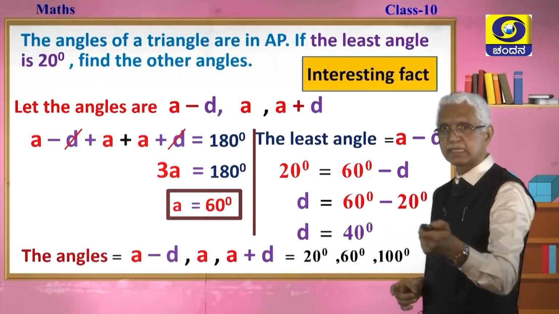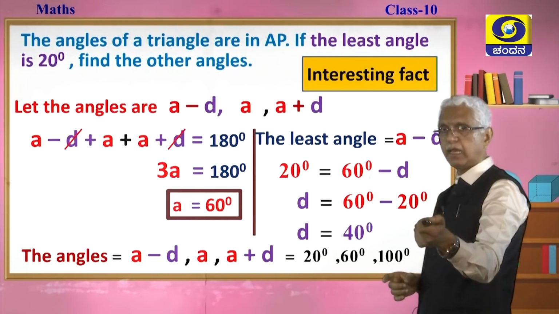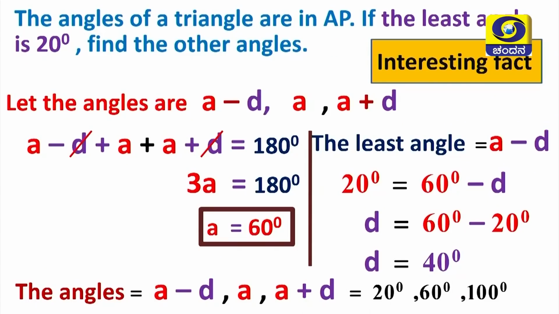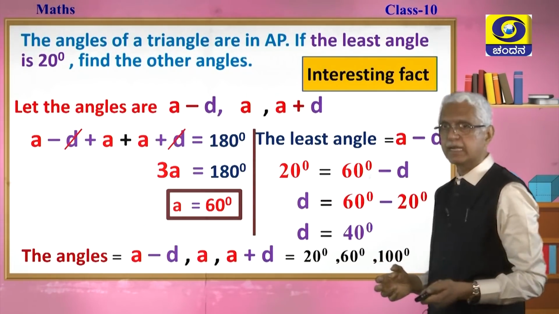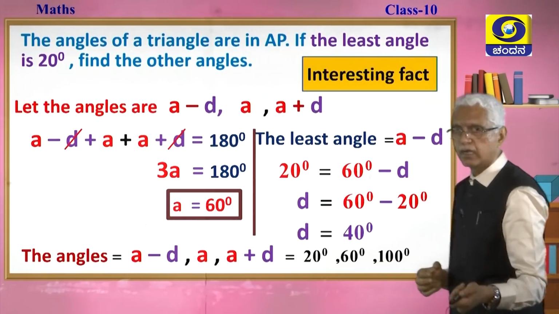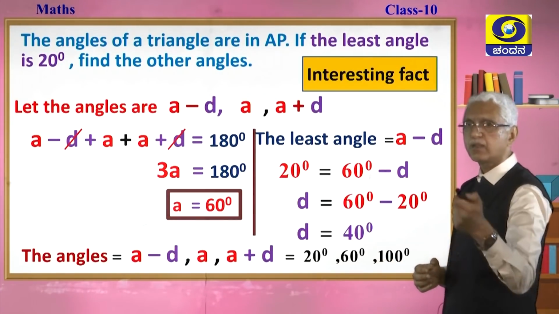So, the three angles are a minus d, a, a plus d. What is a? 60. What is d? 40. A minus d means 60 minus 40, 20. What is the second angle? A. A is how much? 60. What is the third angle? A plus d. What is a? 60. D is 40. 60 plus 40 is 100. Therefore, the three angles are 20, 60, 100.